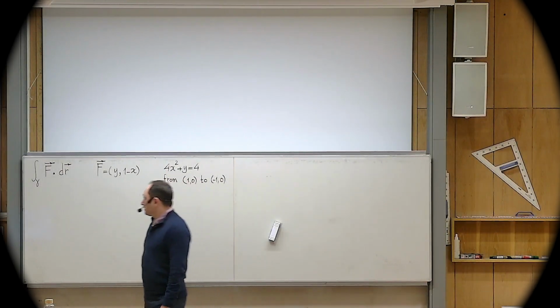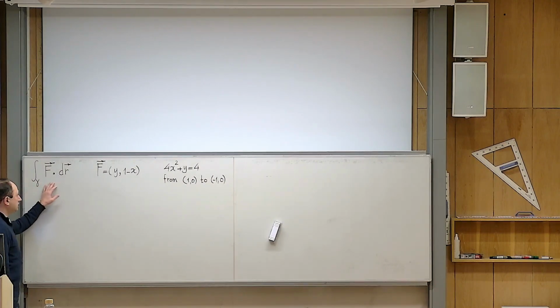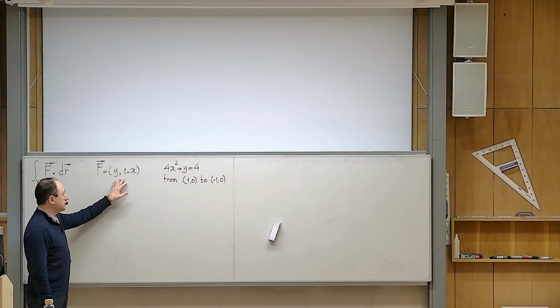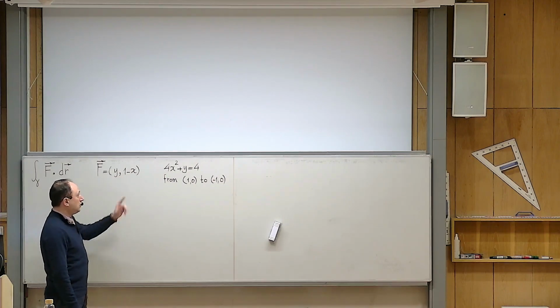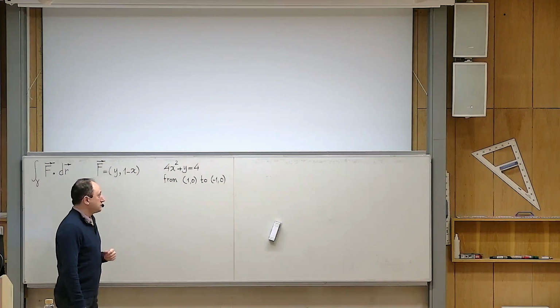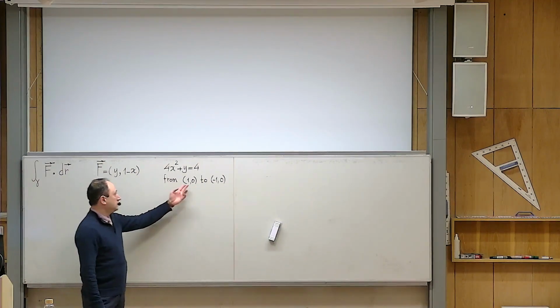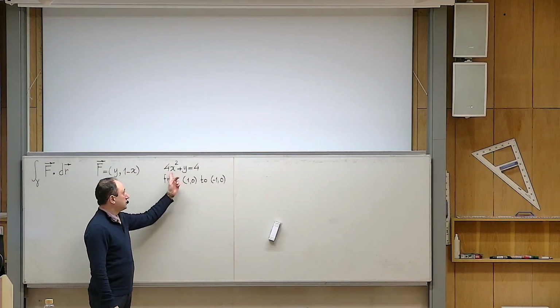Hello. So let us solve the problem here. We are supposed to calculate this line integral in which f is this vector field in 2 dimensions along the curve which is represented by this implicit function from this point to that point on the curve. It's clear that this point lies on this curve because if you replace the coordinates with these, it will work.